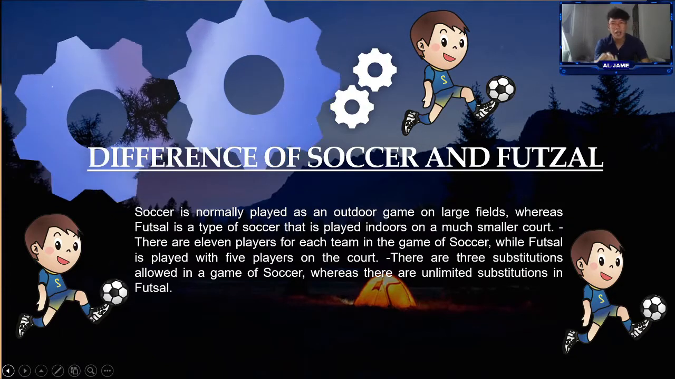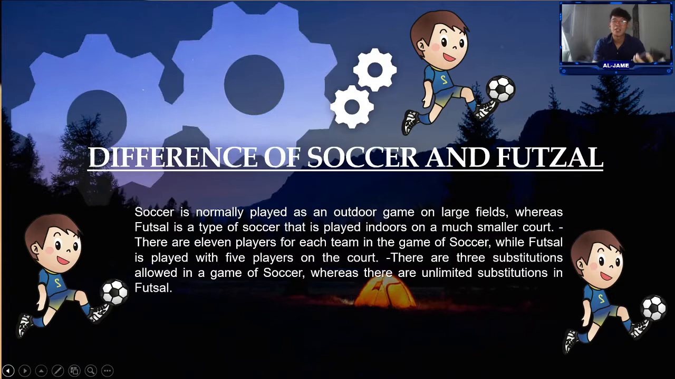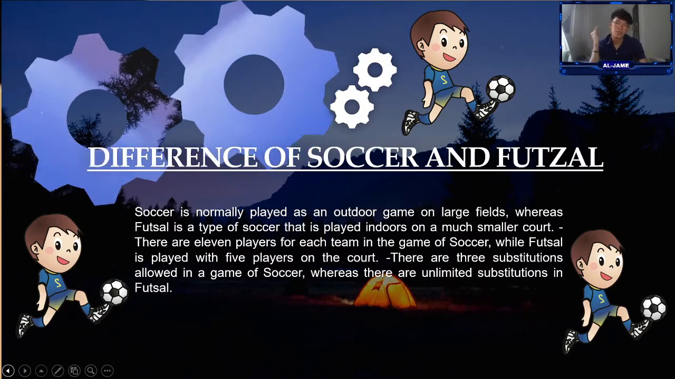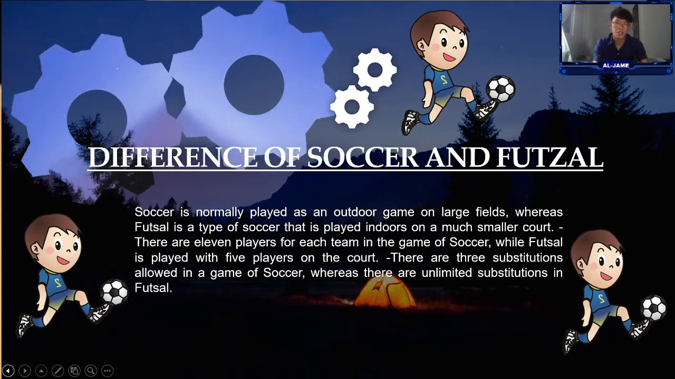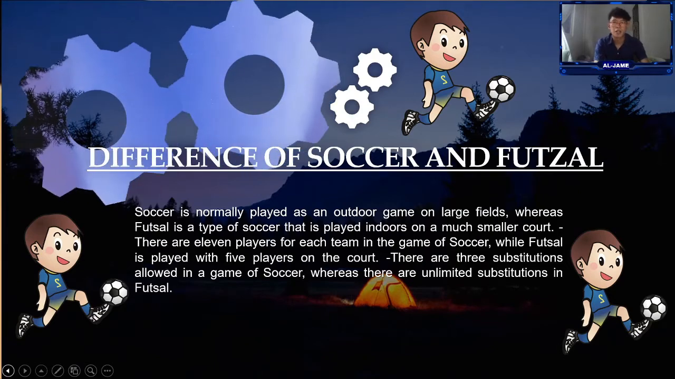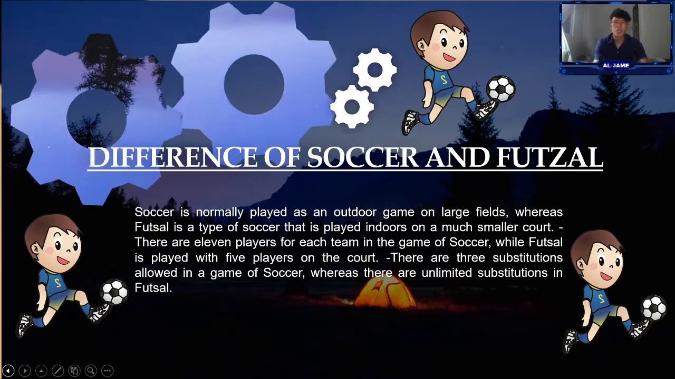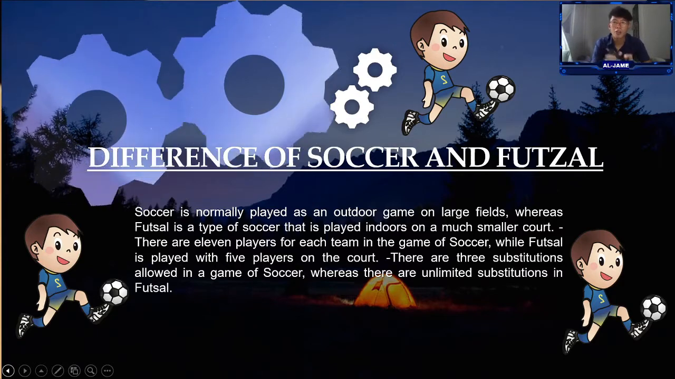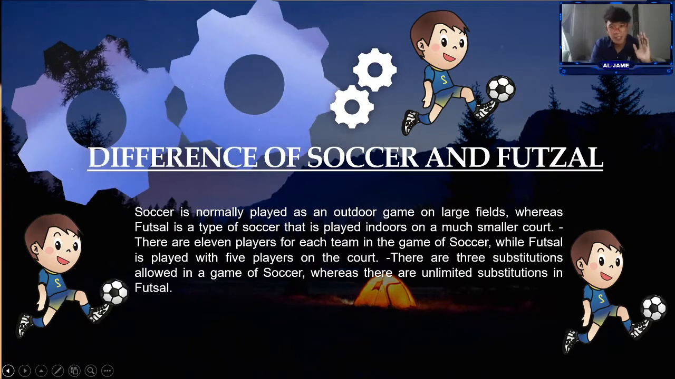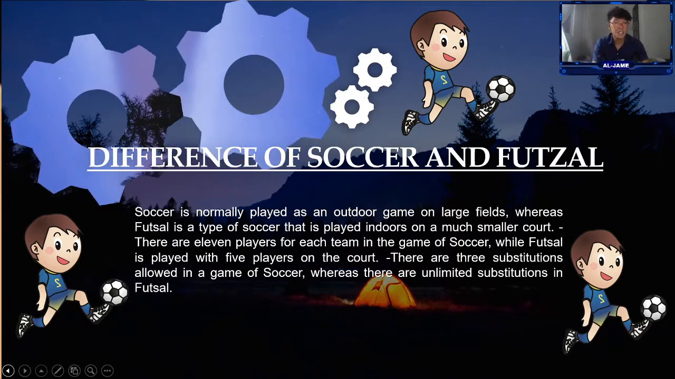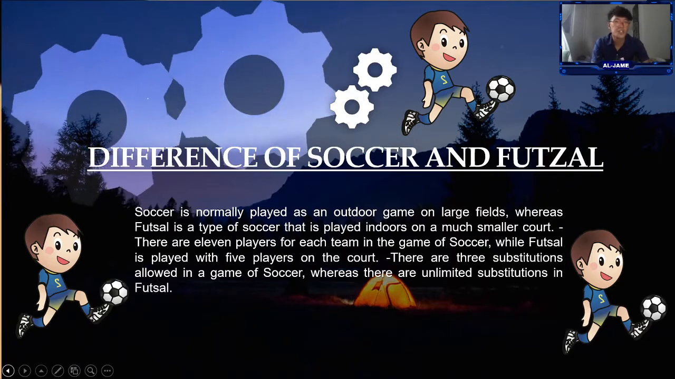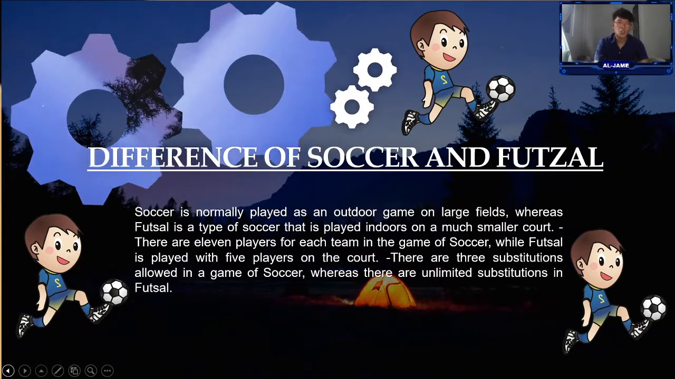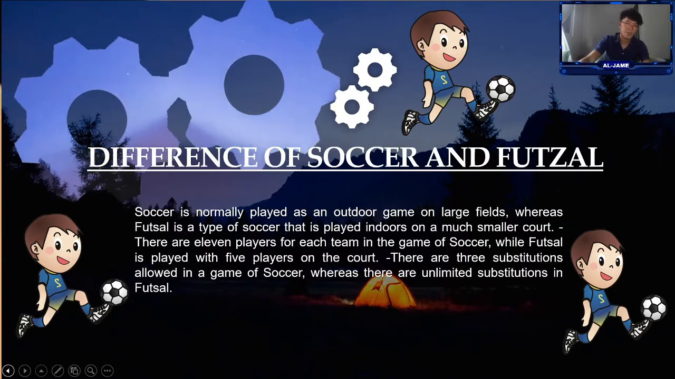So soccer is the outdoor game, and futsal is the indoor game. Soccer is played on any field, while futsal is indoors on courts. On a much smaller court, there are 11 players for each team in the game of soccer, while futsal is played with 5 players on the court. There are 3 substitutions allowed in a game of soccer, whereas there are unlimited substitutions in futsal.